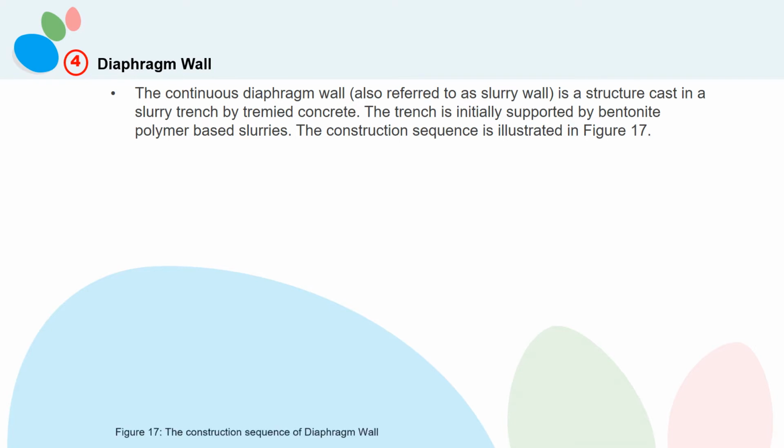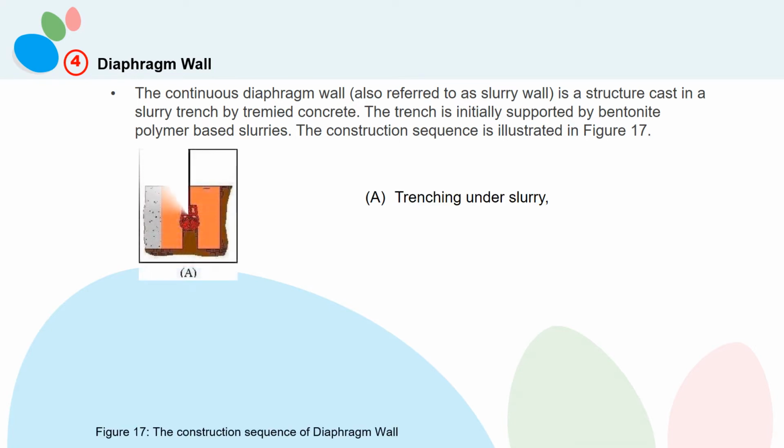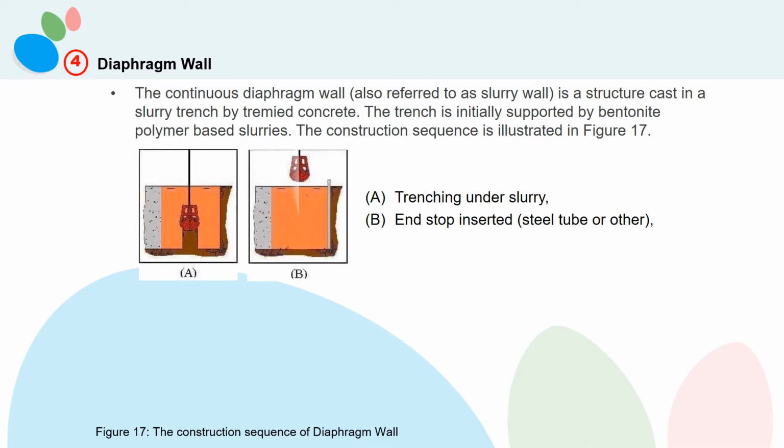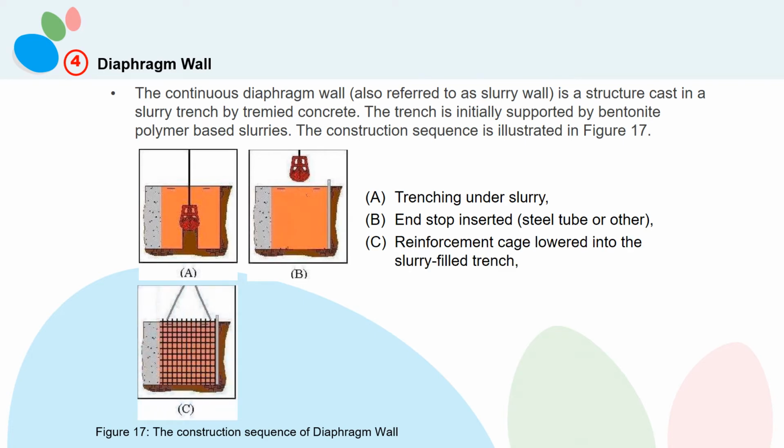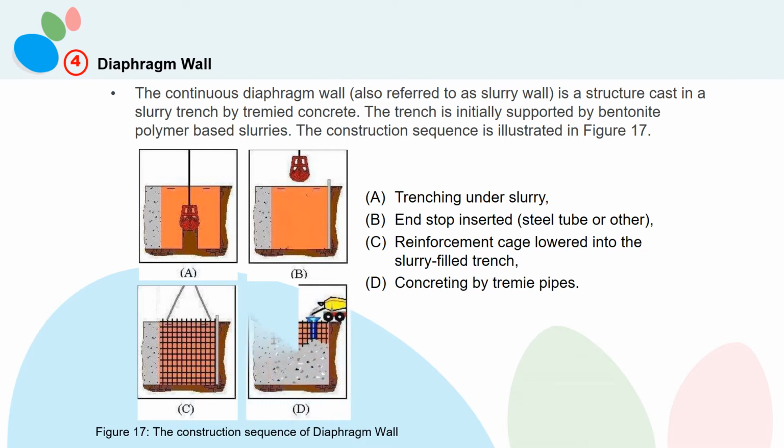The construction sequence of diaphragm wall is: A. Trenching under slurry. B. End stop inserted, steel tube or other. C. Reinforcement cage lowered into the slurry-filled trench. D. Concreting by tremie pipes.